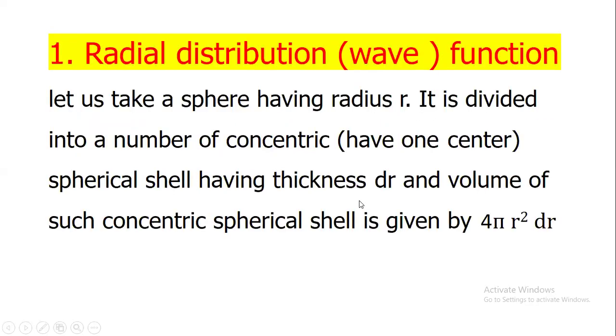Radial distribution function: let us take a sphere having the radius r. It is then divided into a number of concentric spherical shells, having one center. The shell has thickness dr, and the volume of the concentric spherical shell is given by 4 pi r square dr.